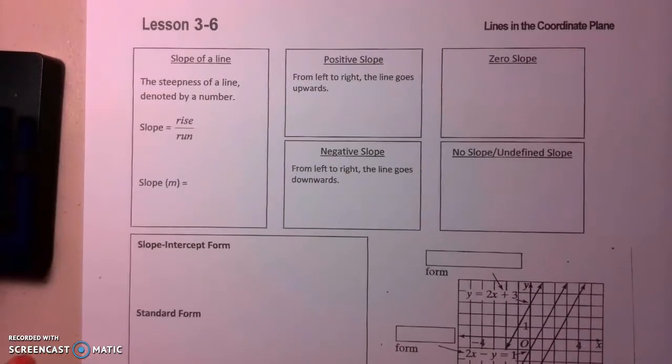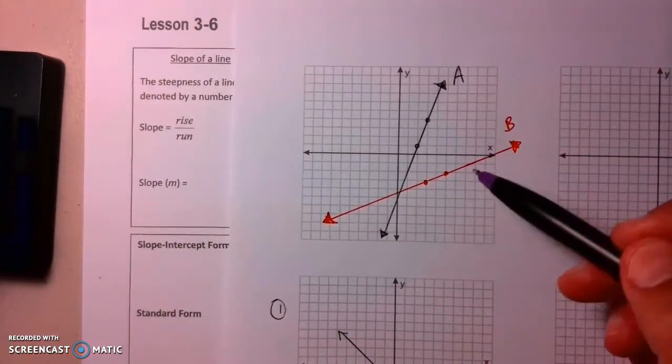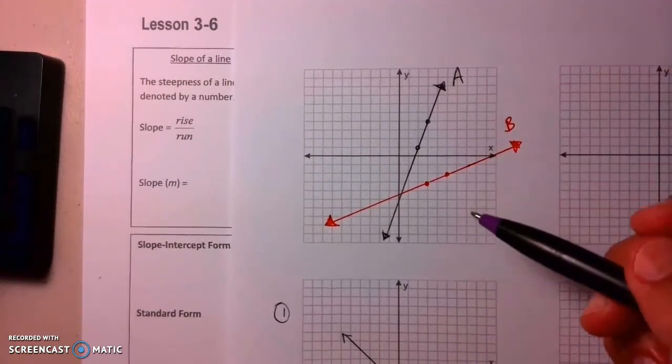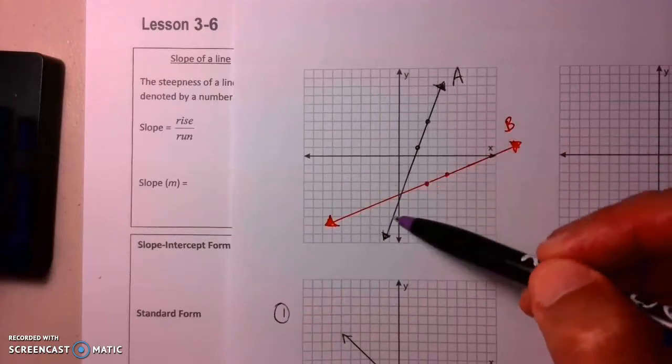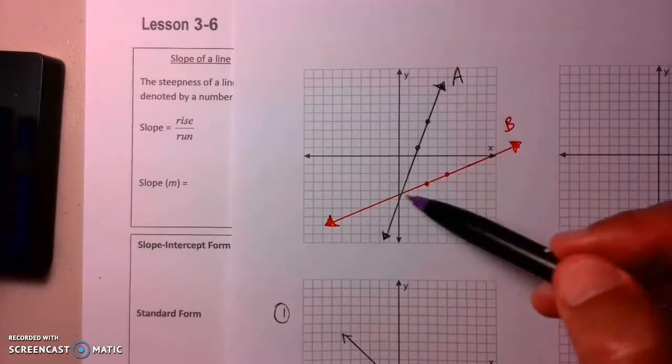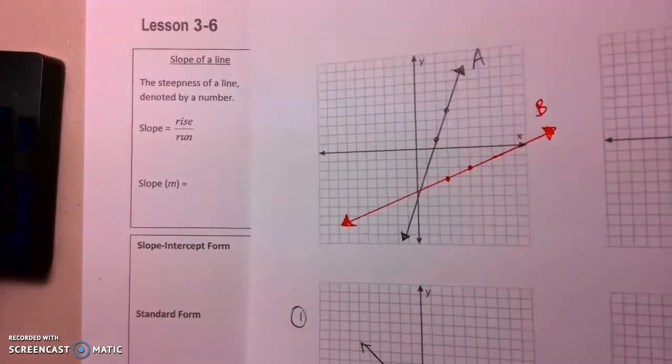First of all, you're going to see lines, straight lines, and with these lines there's two major components. They have a steepness called the slope, and they also have where it crosses the y-axis. And there's always an equation attached to each one of these lines. It's usually y is equal to mx plus b.